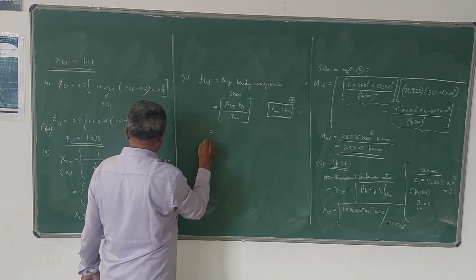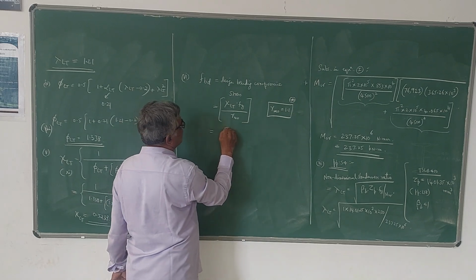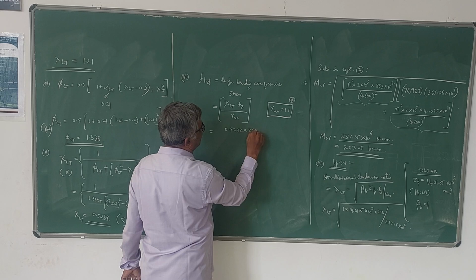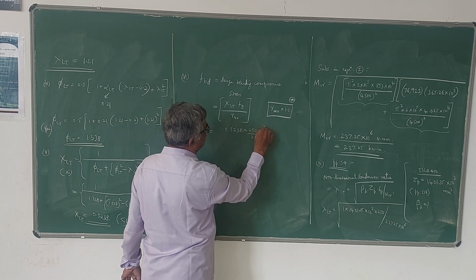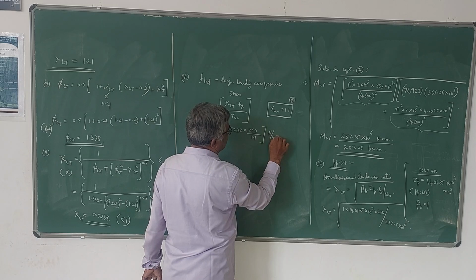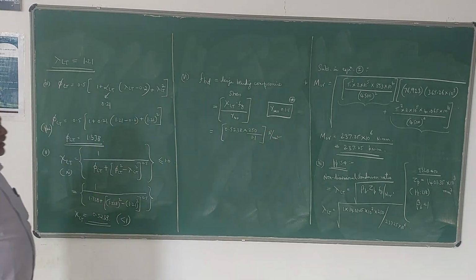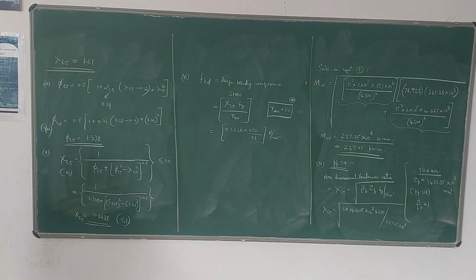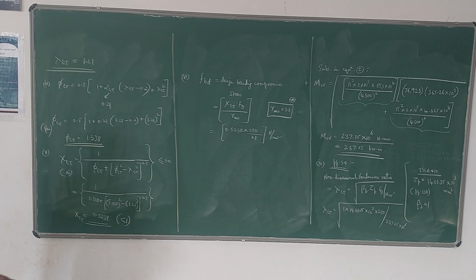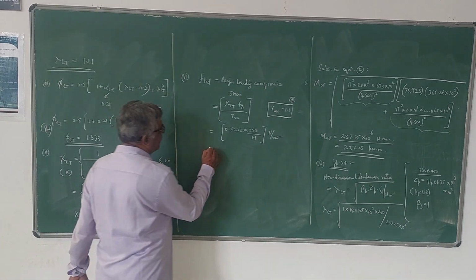Substitute. Xi LT is 0.5238 into Fy, 250, divided by 1.1. This is stress, in Newton per meter square. This is the answer of FBD.